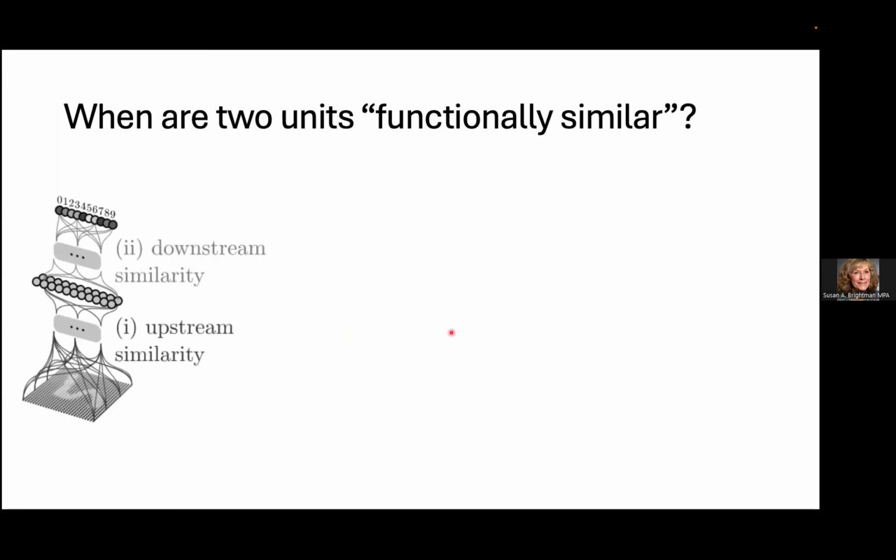So we need some way of quantifying for any given pair of units in this model, whether or not they're functionally similar. And I will group these into methods that depend on upstream factors between the inputs and those units and downstream factors between those units and the output. First, you might just say, what happens if I pass a bunch of inputs to my model and I look at how these two units covary with each other? That's some notion of how similar they are.